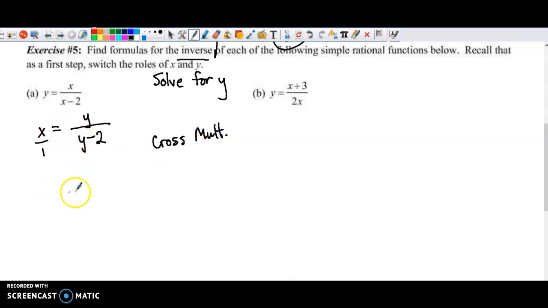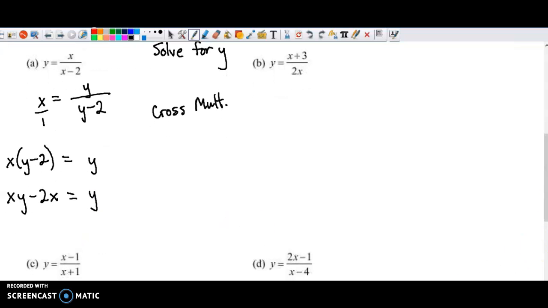What's important though is that you know that 1 times y is y, and that you're actually doing x times the quantity of y minus 2. So it's actually xy minus 2x is equal to y. Now, why is this still a lot more work to do? What I would do is get the y's on the same side. I'll leave this as negative 2x. I'll rewrite this as y minus xy. So I subtracted xy over.